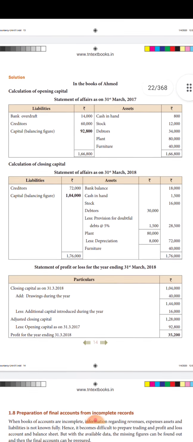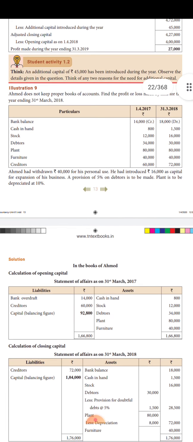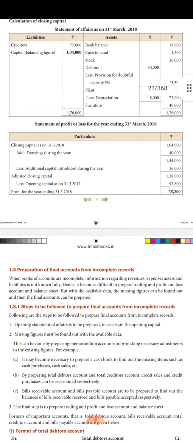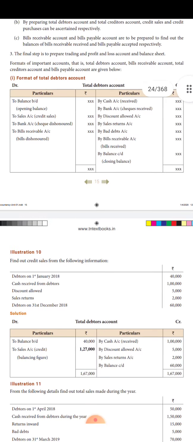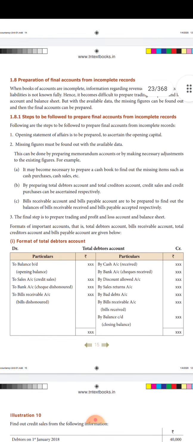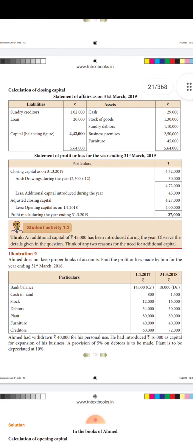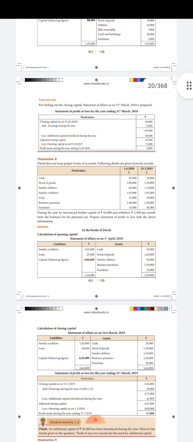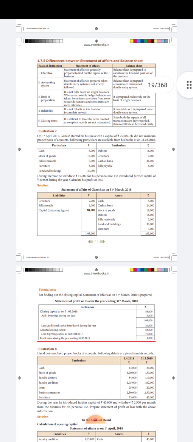So up to how many sums are there? 6, 7, 8, 9, still one sum is there. So that ninth sum we will see in the next class. I am revising only, I am not teaching everything in this class, because already I have taught.